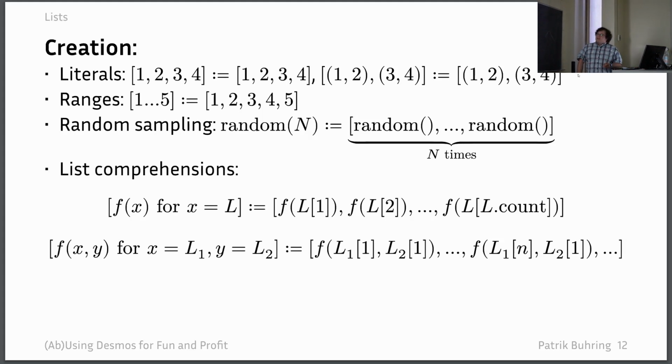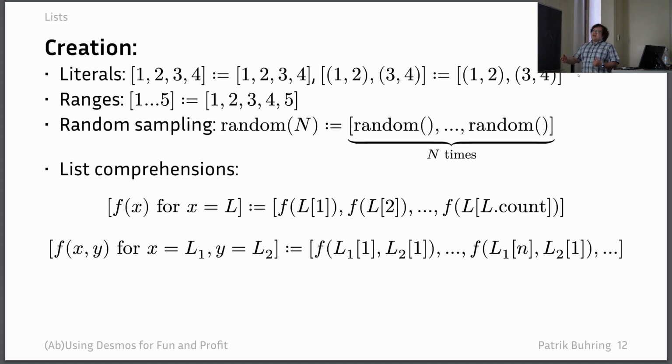And finally, you've got Python-style list comprehensions built into Desmos. So if you set f of x for x equals L, then that expands to f of L of 1, and then f of L of 2, and then f of L of 3, and all the way up to f of L of count. And yes, actually, Desmos lists are one-indexed, unfortunately. So you're going to have to do plus or minus one if you're used to 0 indexing, which hopefully you all are.